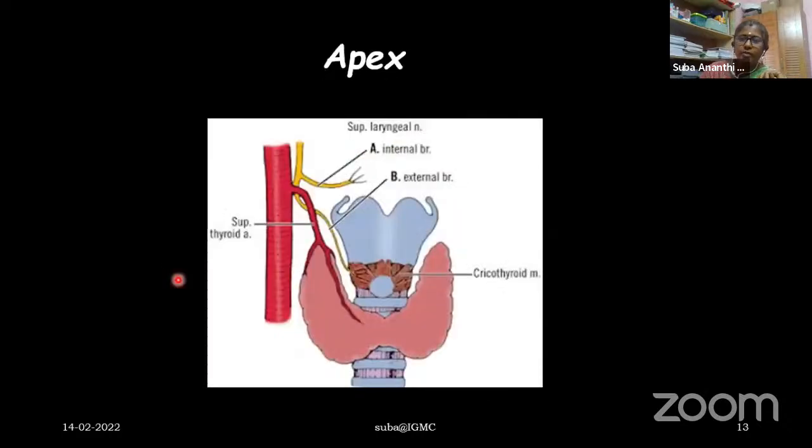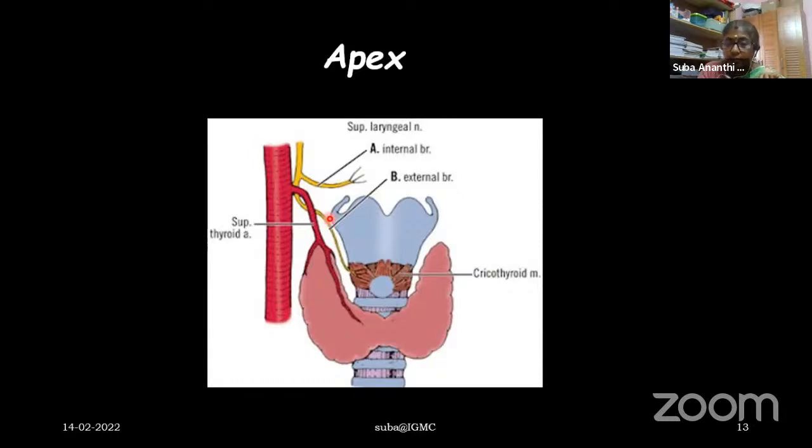In addition to this, the apex is related to three structures. The important artery, that is the superior thyroid artery, which is a branch of external carotid artery. This artery, accompanied by the superior thyroid vein, is also related to the apex. This superior thyroid vessel is accompanied by a nerve. This nerve is called the external laryngeal nerve.